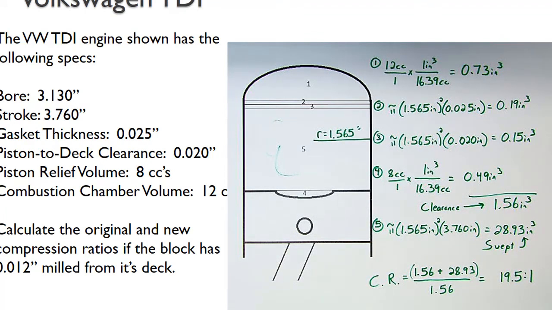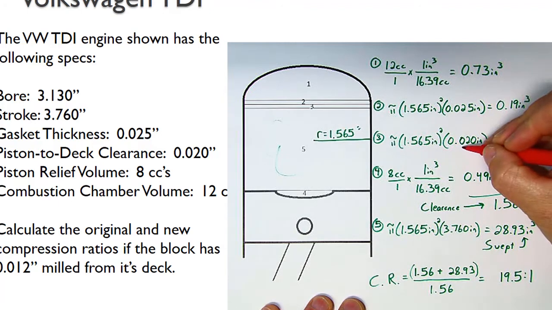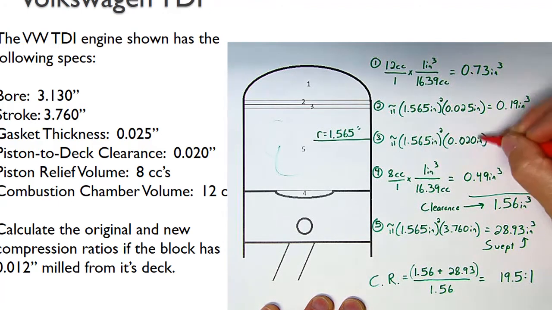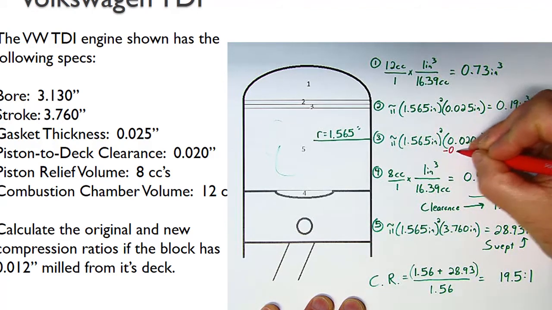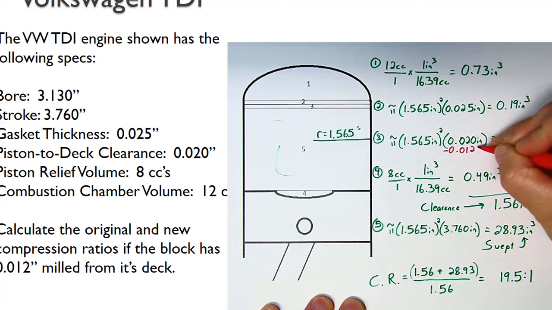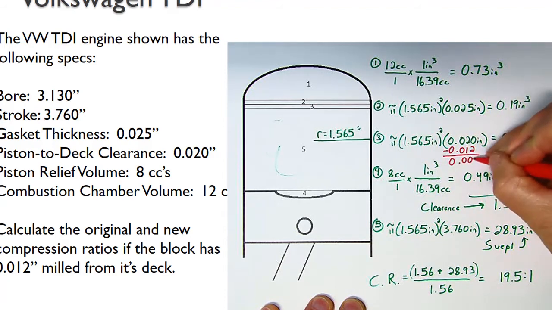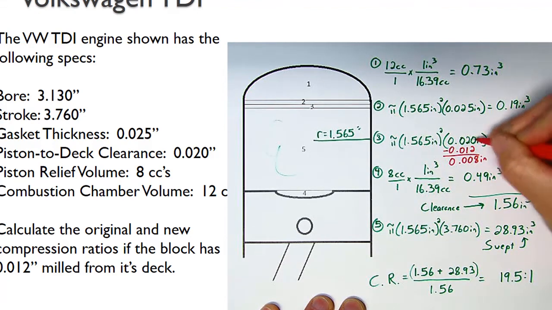Now, what's going to happen when we mill 12 thousandths from the deck? Is the compression ratio going to go up or down? Well, it's going to go up. The question is, how much will it go up? If we take our original piston to deck clearance and take off 12 thousandths, we're not going to replace this with 12 thousandths. We're going to subtract 12 thousandths from that, and that means our new piston to deck clearance is 8 thousandths of an inch.